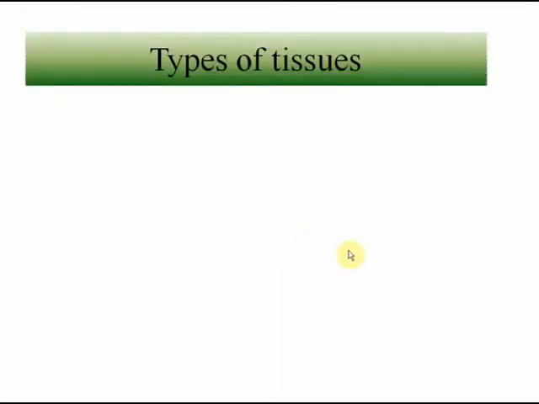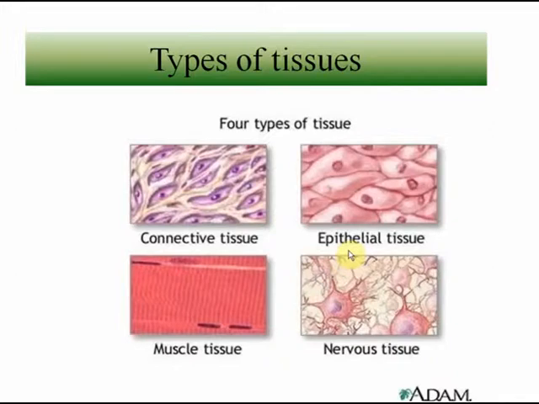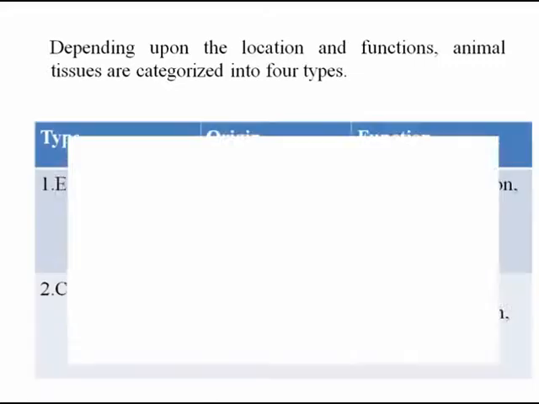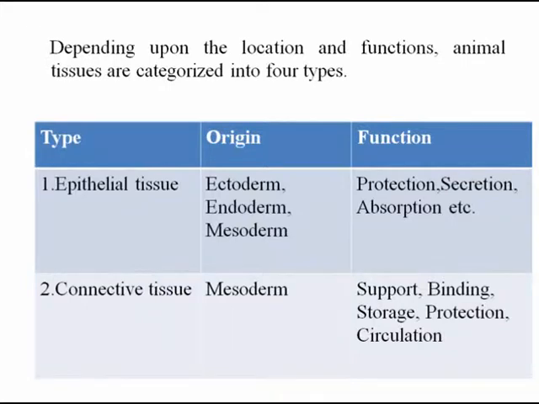So, students, now types of tissues. Actually, animal tissues are not differentiated into simple and complex tissues like plants. Instead, there are four types of fundamental tissues, and these are connective tissue, epithelial tissue, muscle tissue, and nervous tissue. Now, different types of tissues can be found in different organs, and there may be various sub-tissues within each of the primary tissues. So, depending upon their functions and location, tissues are divided into four types.